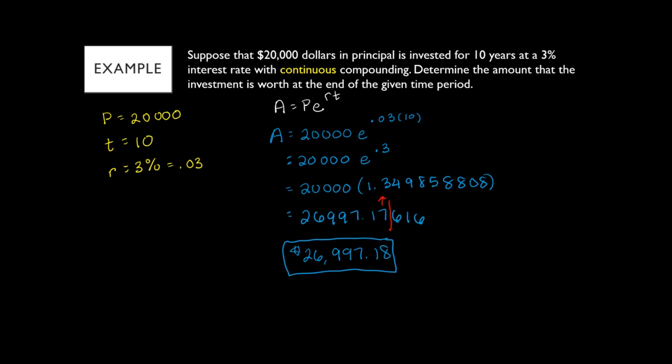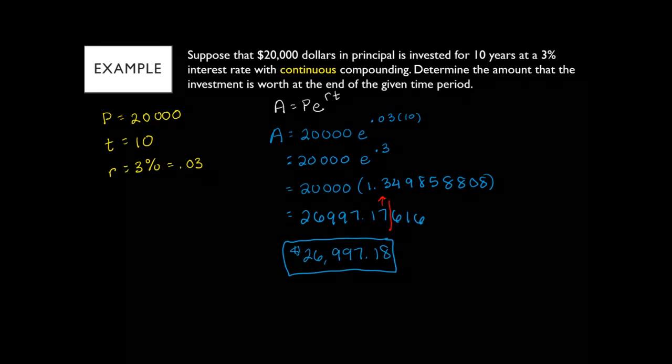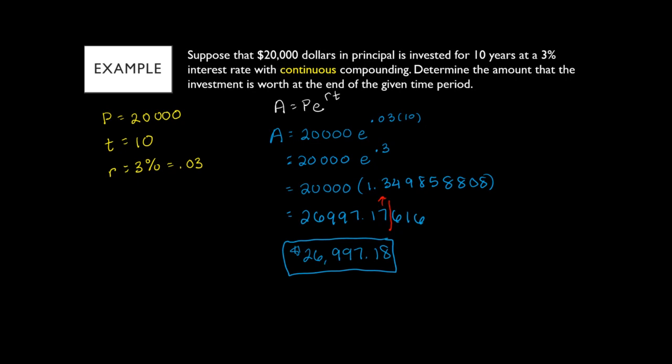So I had to do 0.03 times 10 first. Then I did e to the 0.3. Then I multiplied that by $20,000. So I want to pull up Desmos this time to show you how you use Desmos to calculate this out.